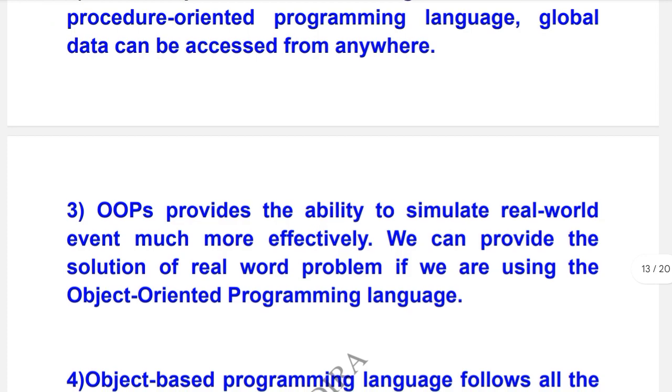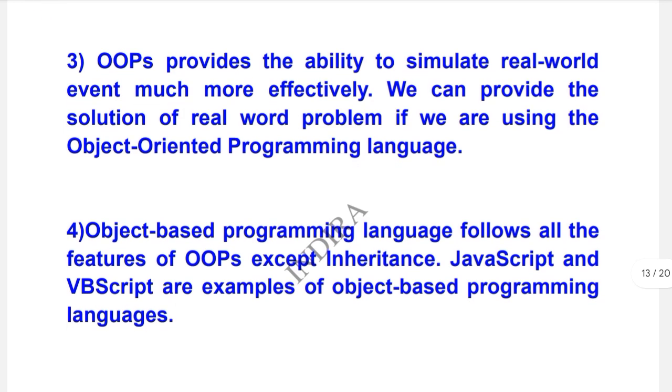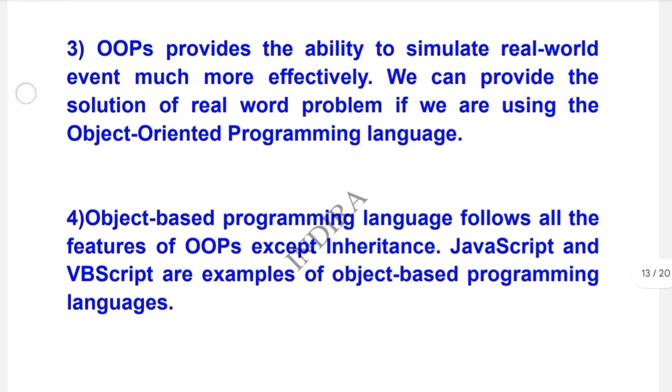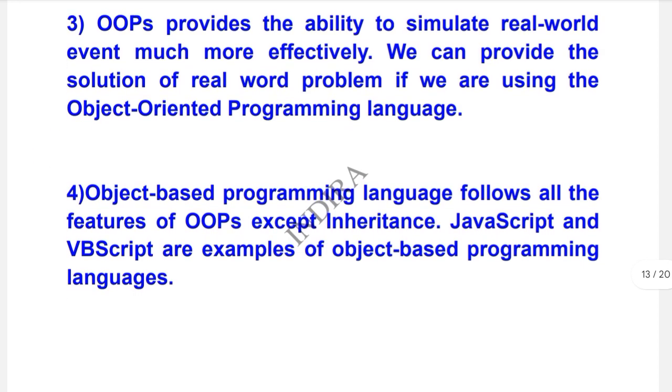Third one, OOPS provides the ability to simulate real world events much more efficiently. We can provide a solution for a real world problem if we are using object oriented programming. OOPS provides solutions for real world problems efficiently, whereas POP is nothing but procedure oriented programming language, where POP fails. Fourth one, object based programming language follows all the features of OOPS except inheritance. Object oriented language follows all the features. For object based programming, JavaScript and VBScript are the best examples.